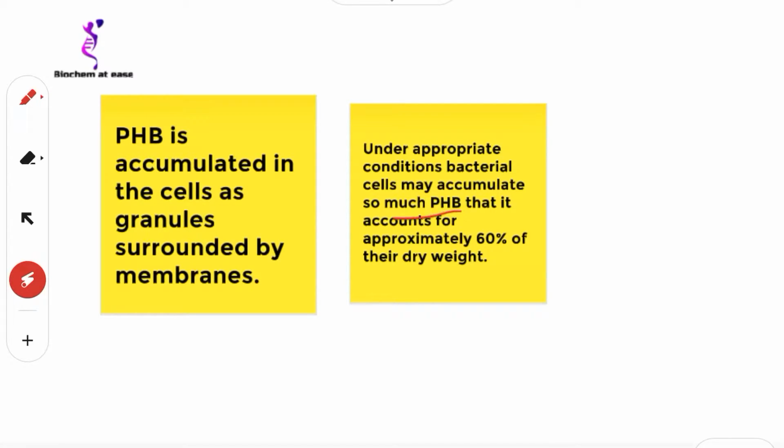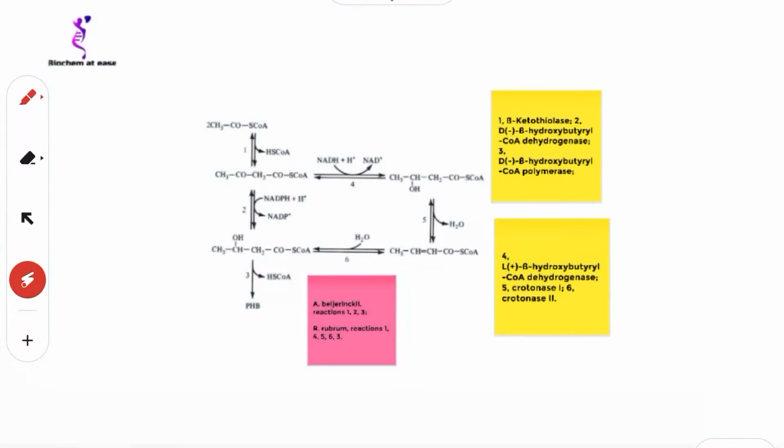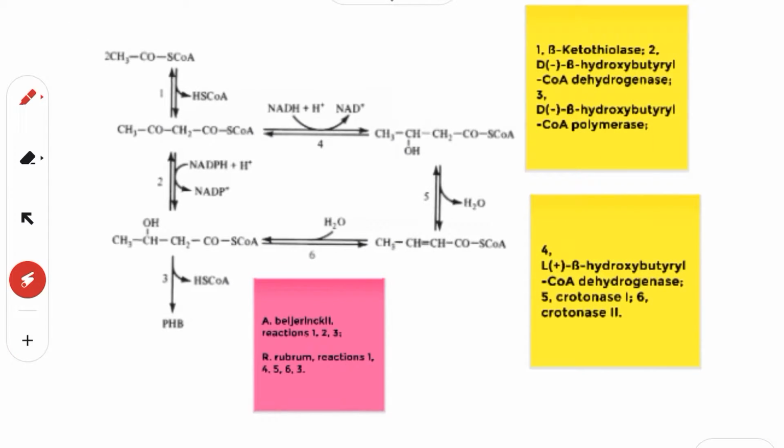So PHB is accumulated under appropriate conditions. Here appropriate condition means the sufficient supply or availability of carbon source. So these carbon sources are stored in the form of PHB. We will study two different pathways for the PHB biosynthesis. One in Azotobacter beijerinckii and the second one is in Rhodospirillum rubrum.